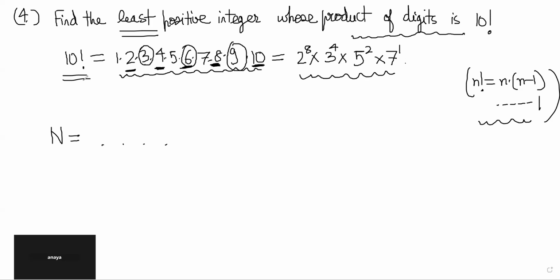I need to make up the digits in such a way that the product of the digits is equal to this number, and I want to keep the number of digits as small as possible, right? Yeah. Now you have to think of how to make the number of digits as low as possible.